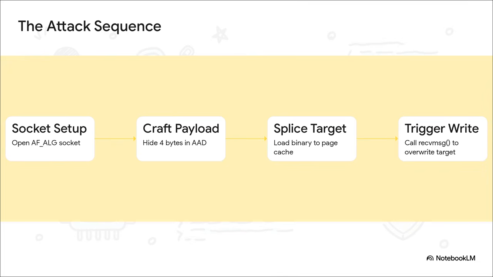Third, and honestly, this is the magic part, they use the splice system call to pipe a privileged target binary, like /usr/bin/su, directly into the crypto socket. Splicing passes the page cache references of that binary straight to AF_ALG. Finally, the attacker calls recvmsg.